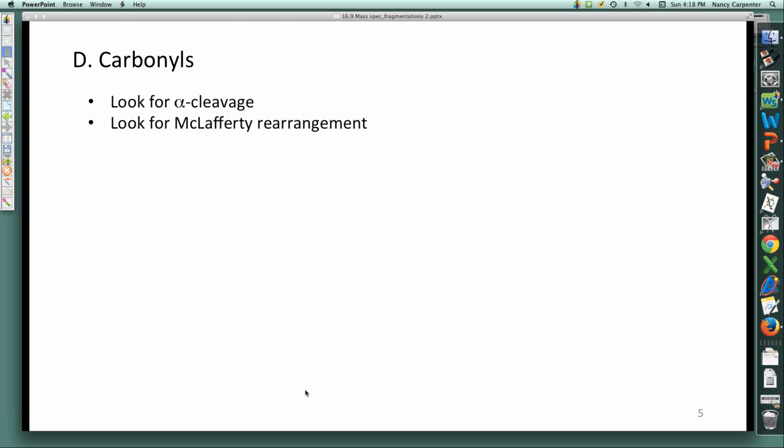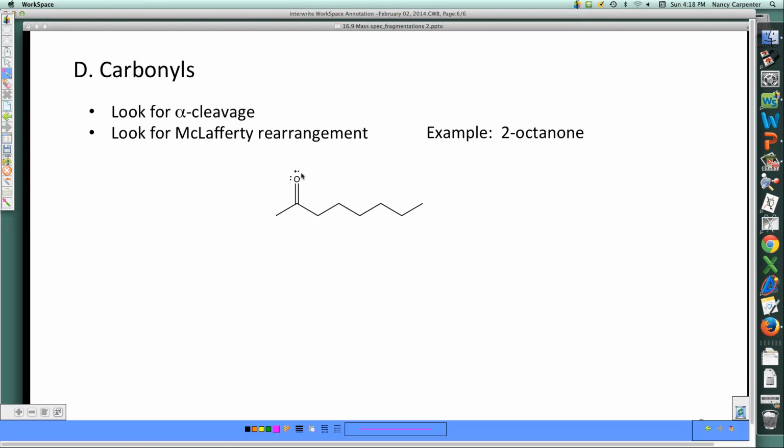Alrighty, carbonyls. Carbonyls, same sort of deal. You got two lone pairs on the oxygen. So we're going to boot out one of the lone pairs and look for alpha cleavage. But there's another aspect of mass spec for these kinds of molecules, and it's called the McLafferty rearrangement, which we will go through as well. So 2-octanone right here, and as predicted, there is our odd electron. So we would expect to see an alpha cleavage.